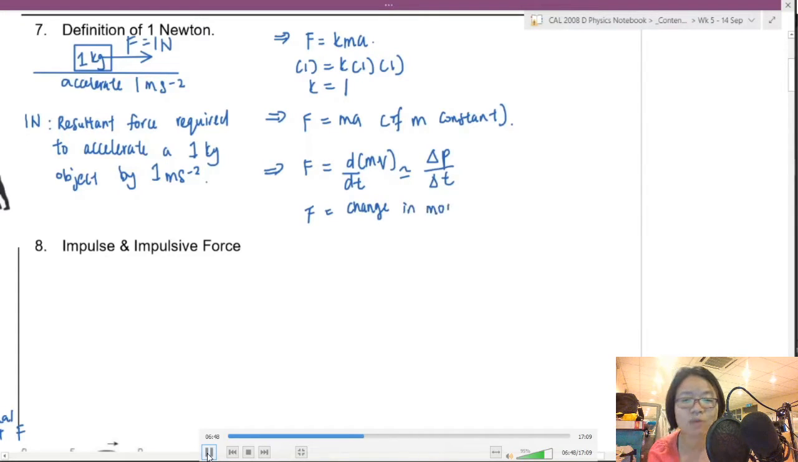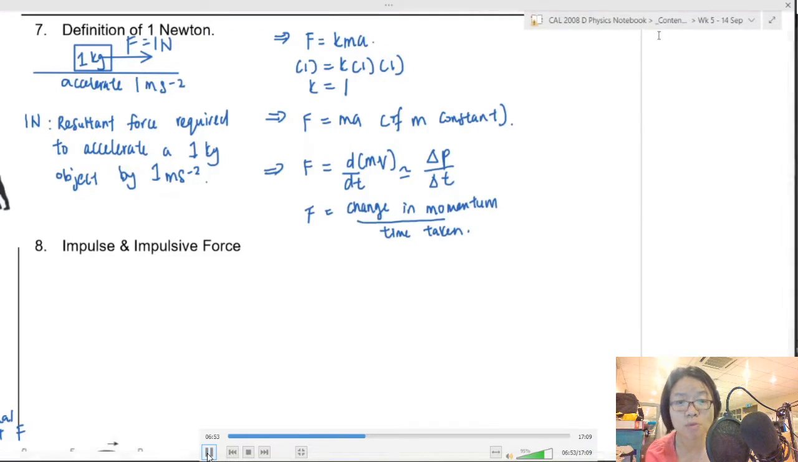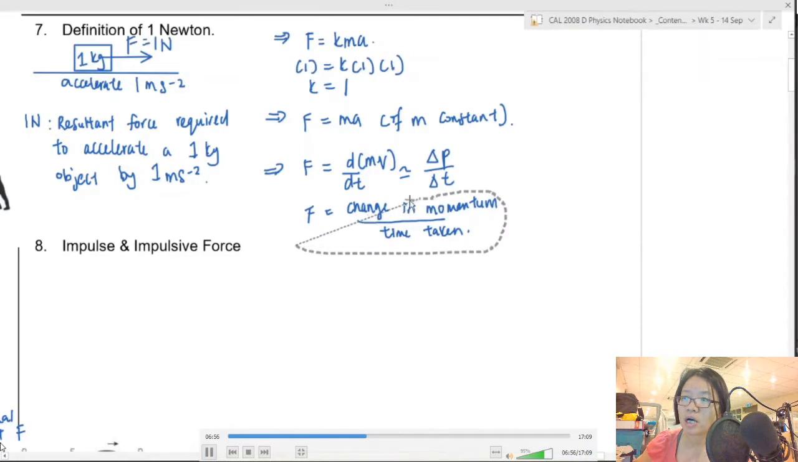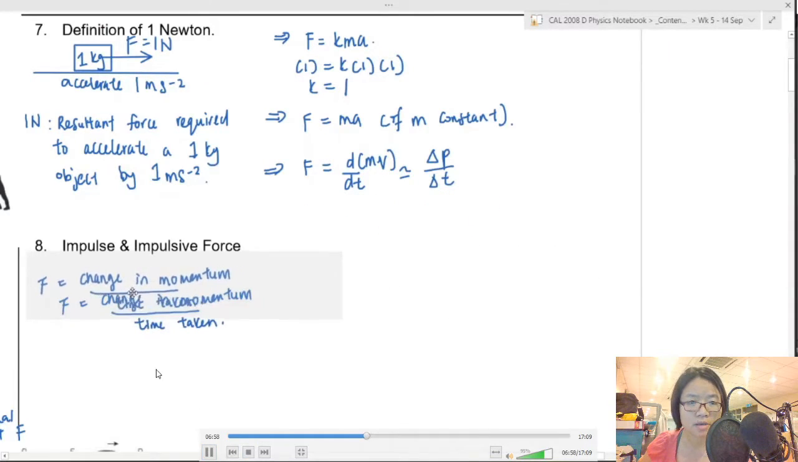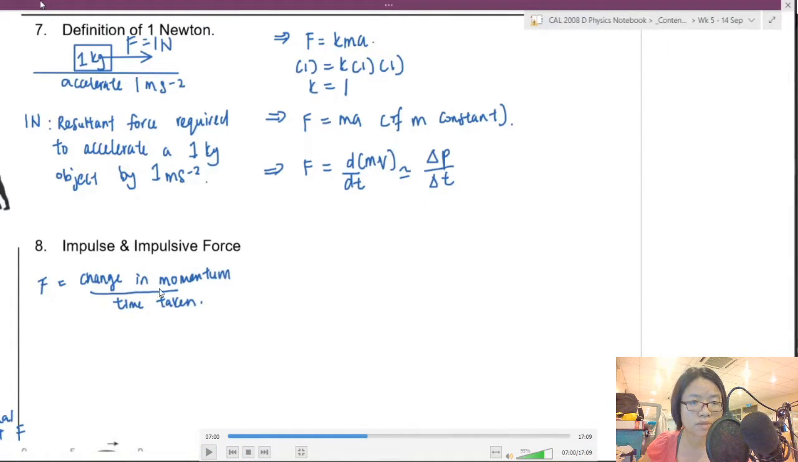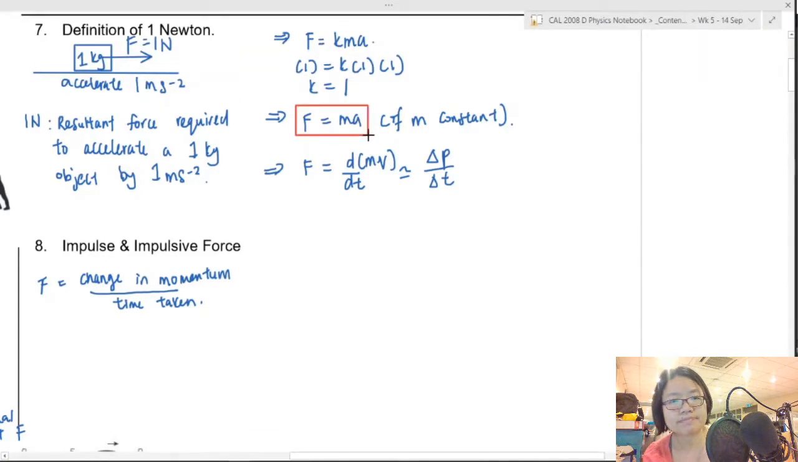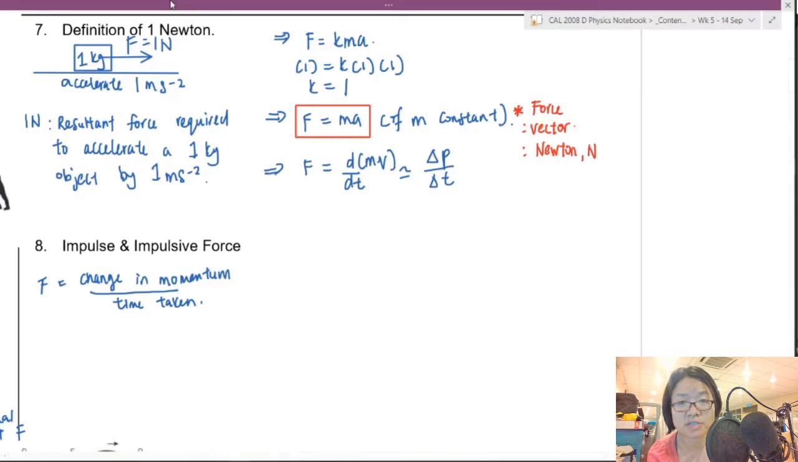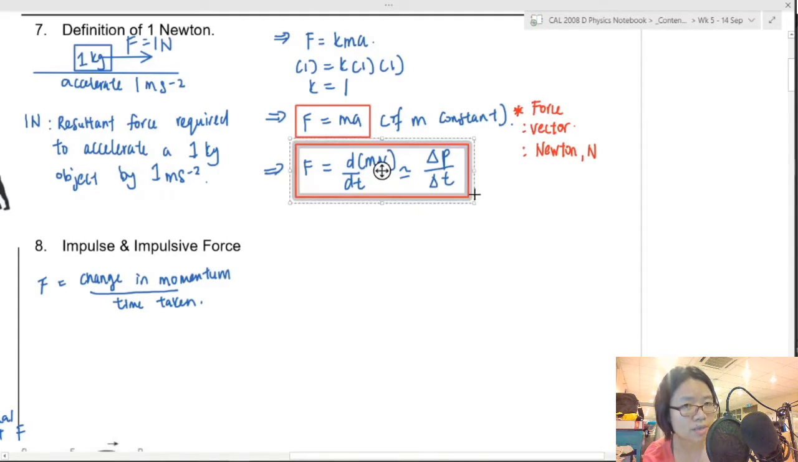Okay? I will try a question with you later. So force here is actually change in momentum over time taken. That's why momentum can have the unit Newton times second. Because if you look at this equation, momentum is F times t, so Newton second. Okay. So this one is obviously very useful. Confirm will use one. But you can only do this bearing in mind that force is a vector and has a unit Newton, and your mass is constant. And the second one you can use for all cases. Okay? All cases is possible.